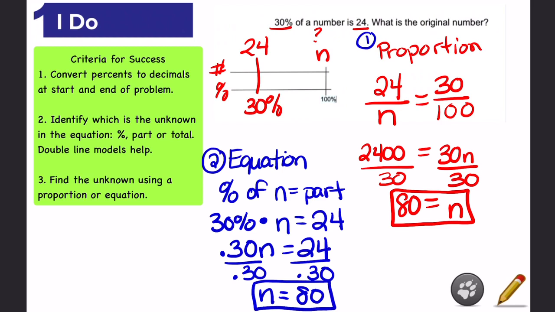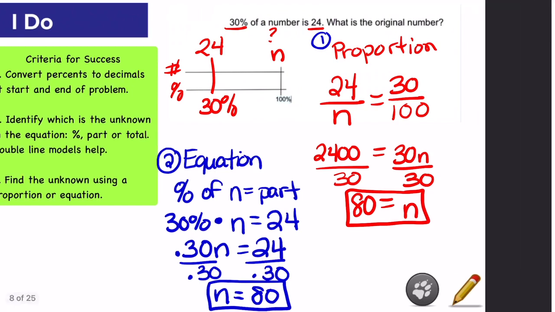24 divided by 0.30. So I'm going to stop here, hit pause, and take 1 minute to copy down these two methods into your notes. Okay, a minute is over. Let's go to the second example.